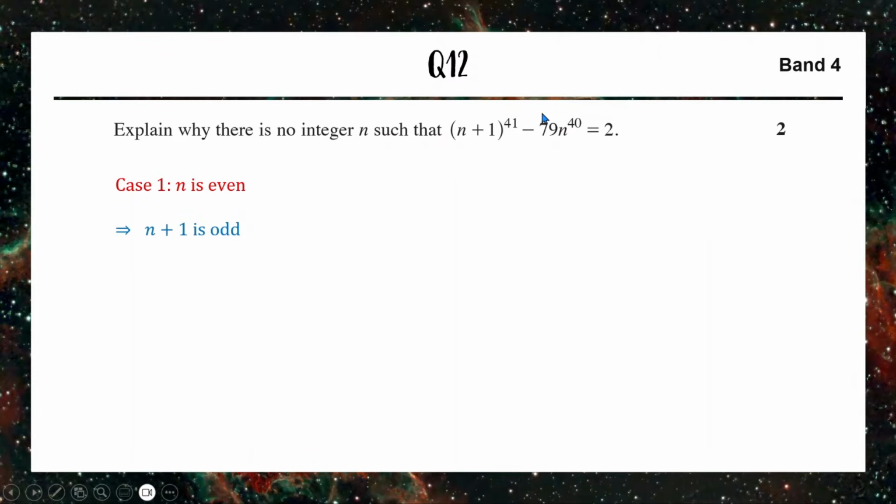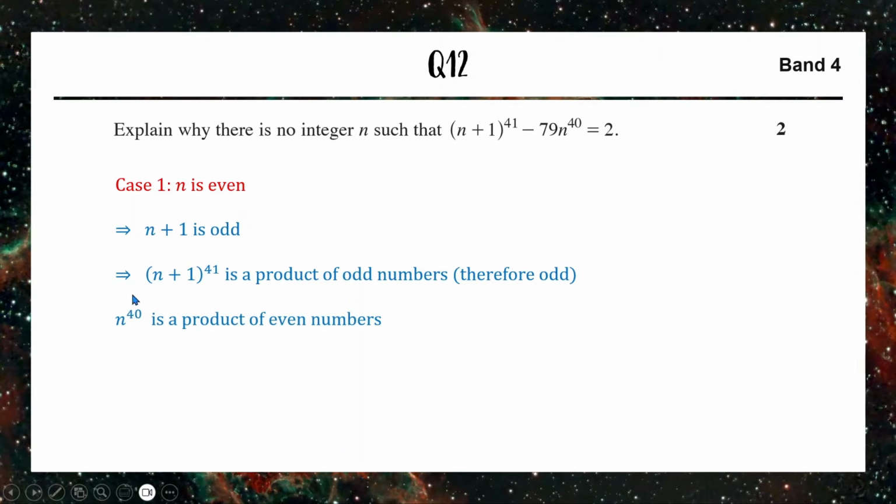Now we're going to think about what's happening with our powers and our 79. Well, when I do n plus 1 to the power of 41, I've got a bunch of odd numbers multiplying together, and whenever you take the product of odd numbers, the result is always an odd number. And now for the n to the power of 40, because n is even, n to the power of 40 is a bunch of even numbers multiplying together, which always gives you an even result.